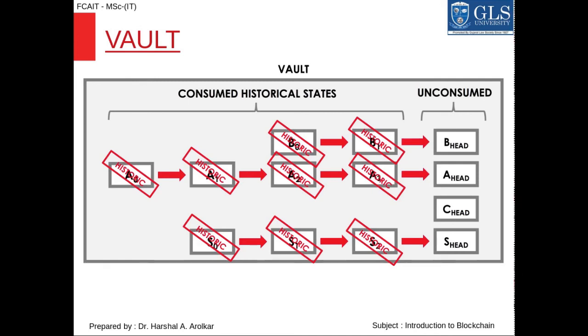So if you observe, this B head, A head, C head and S head are on the top of the chain, and they are the ones which are as of now unspent or unconsumed, and these are the only states which can go ahead into any transactions. So this represents a vault for a node.